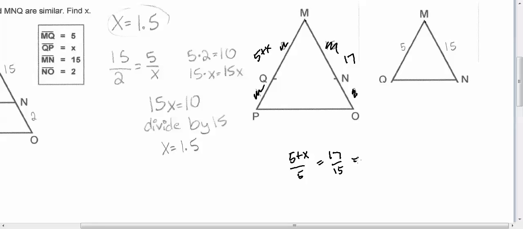So let's see. 15 times 5 plus x is equal to 17 times 5. Let me use my calculator. 85. And so I have 15 times 5. So I've got 75 plus 15x is equal to 85. And I've got 85 minus 75 is 10, obviously, 15x is equal to 10, and I've got x is equal to 10 over 15. 10 divided by 15. It's 0.66666666, 0.6 with a line over it. All right, cool. Let me check that.